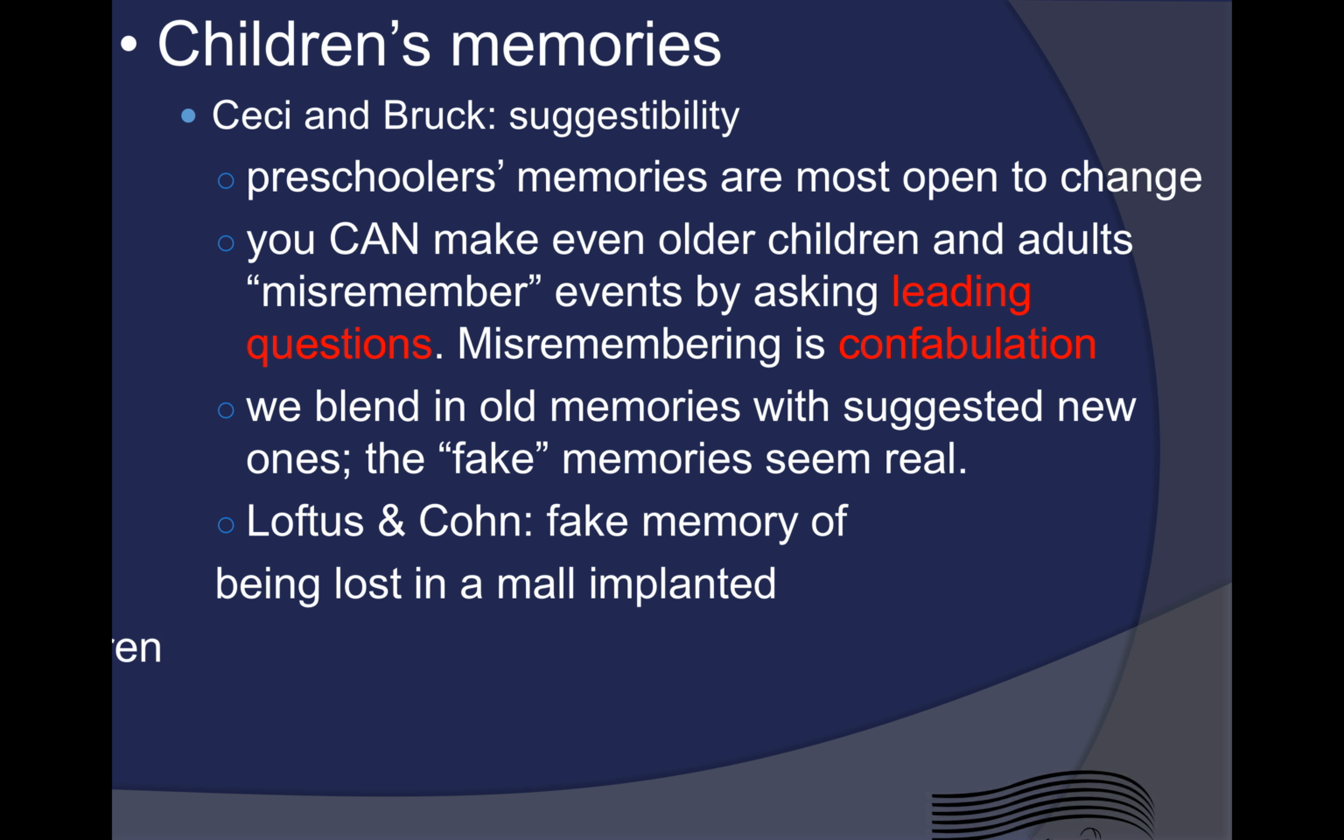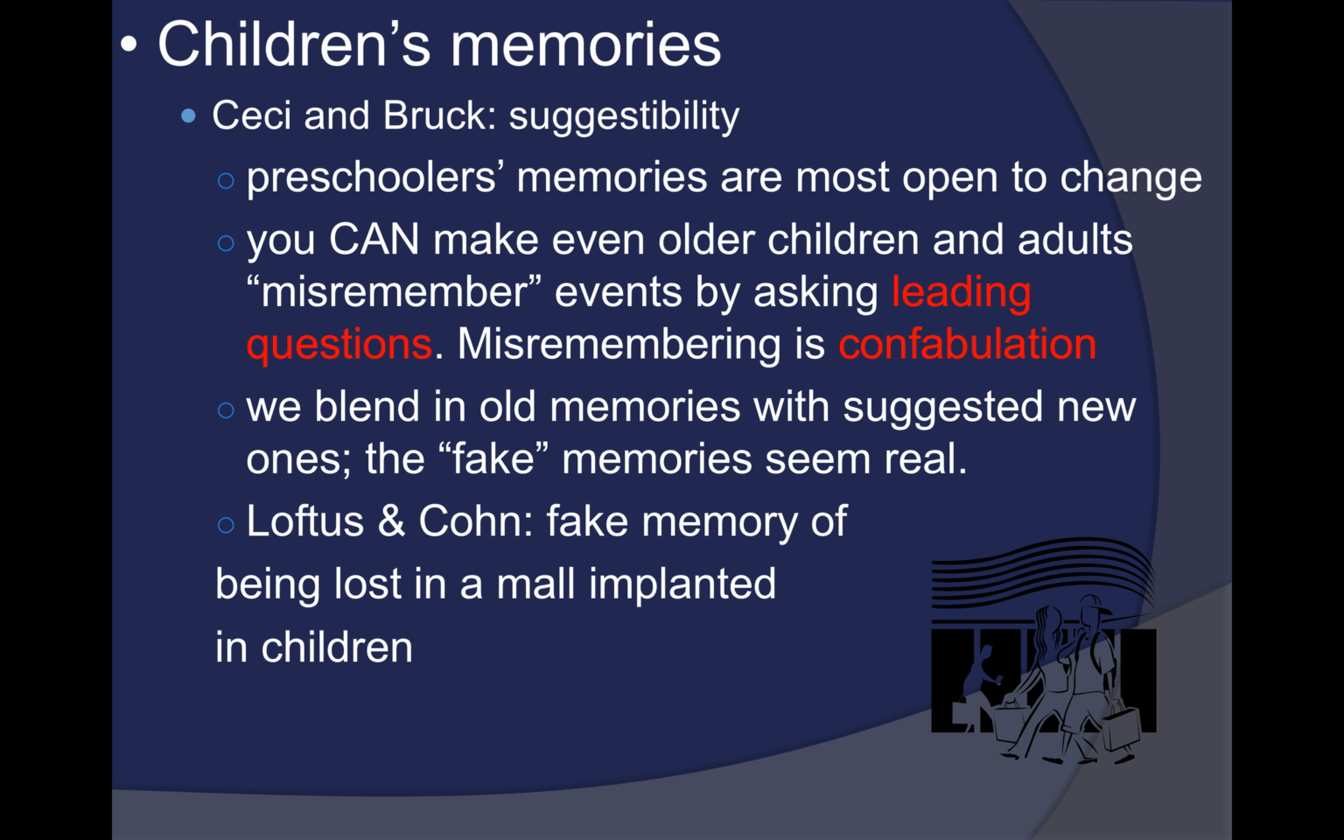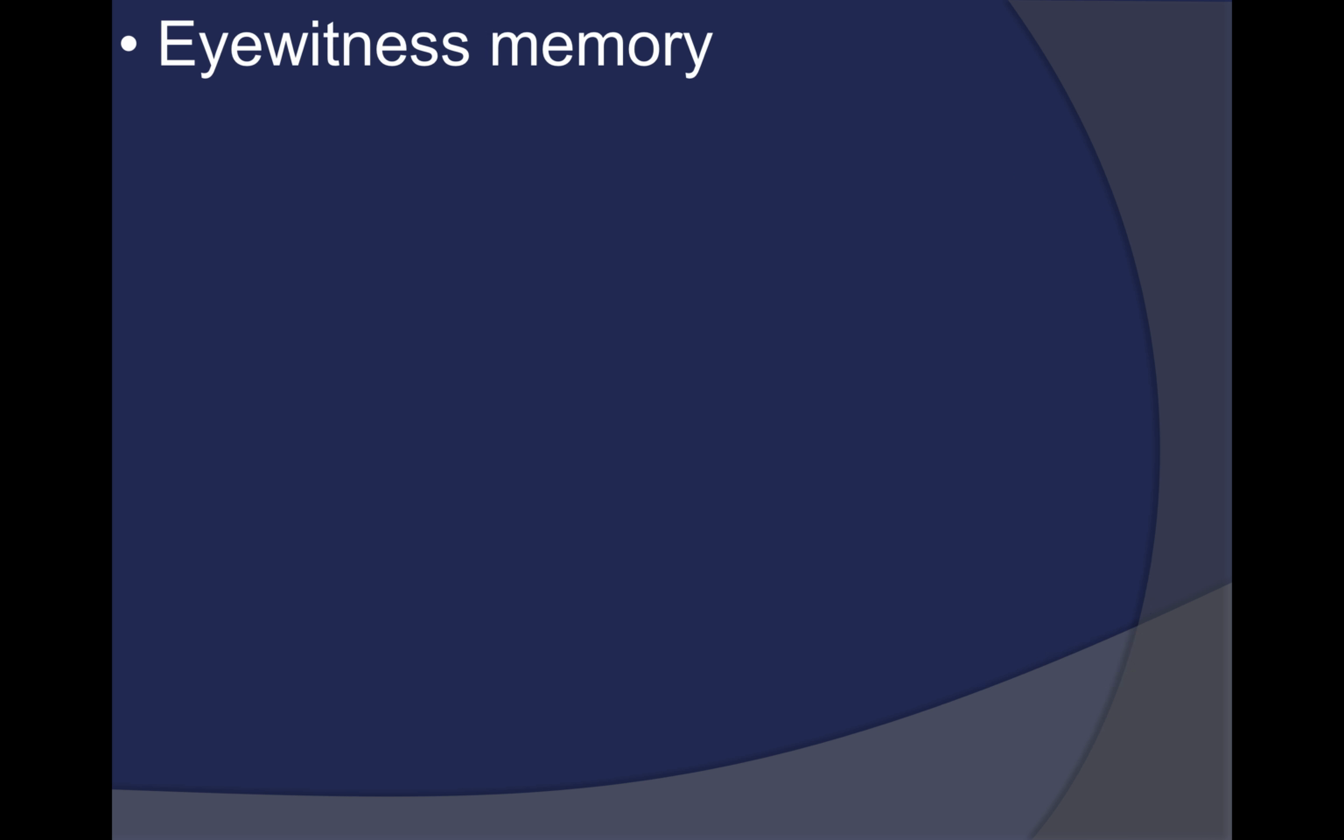An example of this was a study by Loftus and Cohn, who implanted a fake memory of being lost in a mall in children. They asked their older brother or sister to convince the younger brother or sister that they were lost in a mall one time, even though they'd already verified that that never actually happened. And by the end of the experiment, the younger children were absolutely convinced it happened and were adding in details. When they were told by their older brother and sister that it never happened, they were often resentful, and they would say, "Oh, they remembered it." So it's very easy to implant memory.